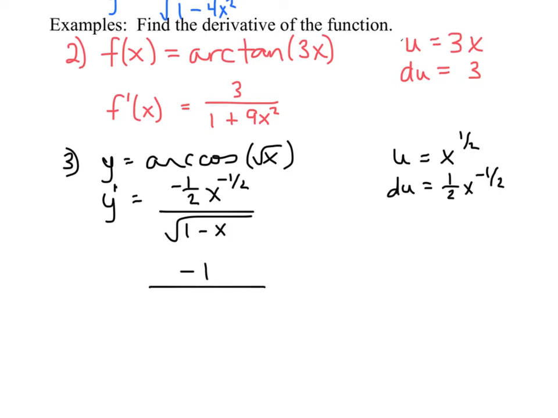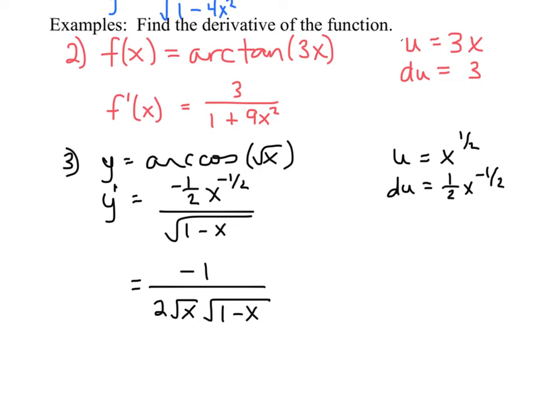On the bottom, our 2 is going to come down. X to the 1/2 here, x to the negative 1/2 is going to come down as a square root of x. And then, of course, we already have the square root of 1 minus x down there. All right. Can that be cleaned up anymore?